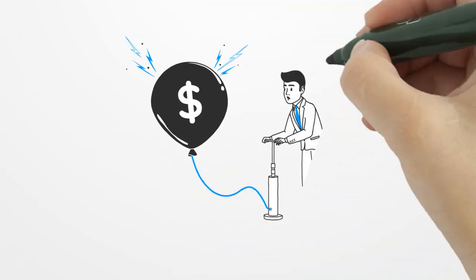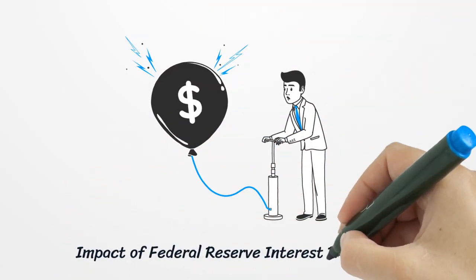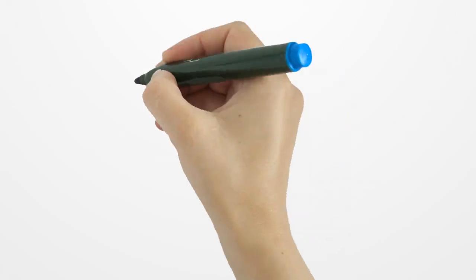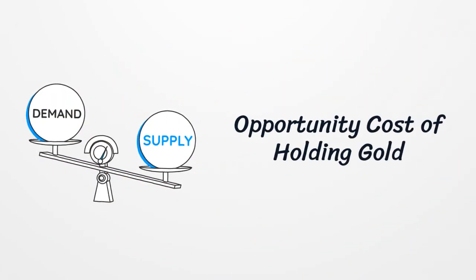For instance, when the U.S. Federal Reserve cuts interest rates, gold prices often trend upward. This is explained by the opportunity cost theory. As interest rates fall, the cost of holding gold decreases, leading to higher demand.